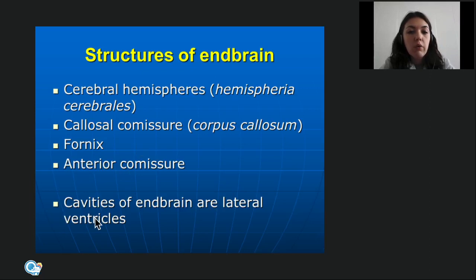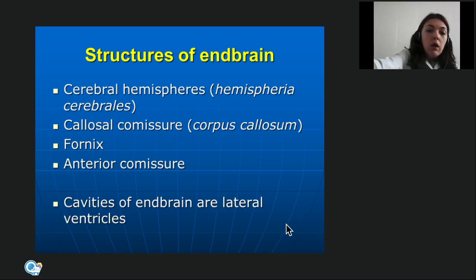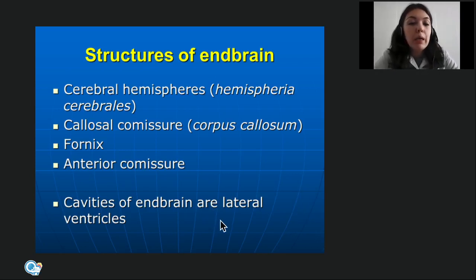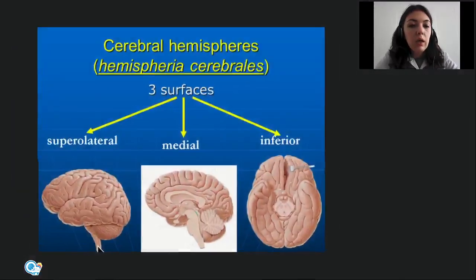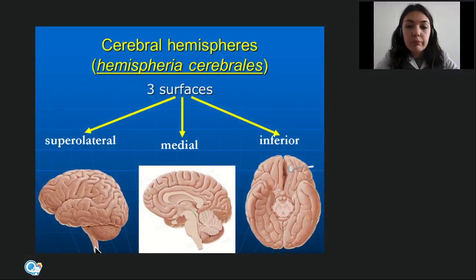And cavities of end brain are lateral ventricles. Like you know that each part of the brain has its own cavity. We were saying that cavity of diencephalon is 3rd ventricle, and cavity of the rhombencephalon is 4th ventricle, and for the midbrain it is cerebral aqueduct. For the end brain, these are lateral ventricles. They are paired, one for right hemisphere and one for the left.